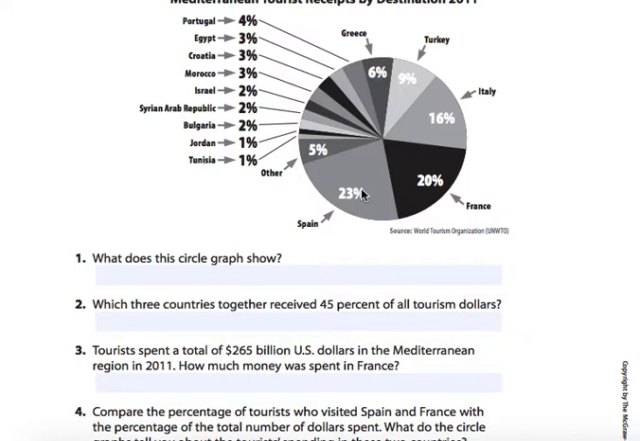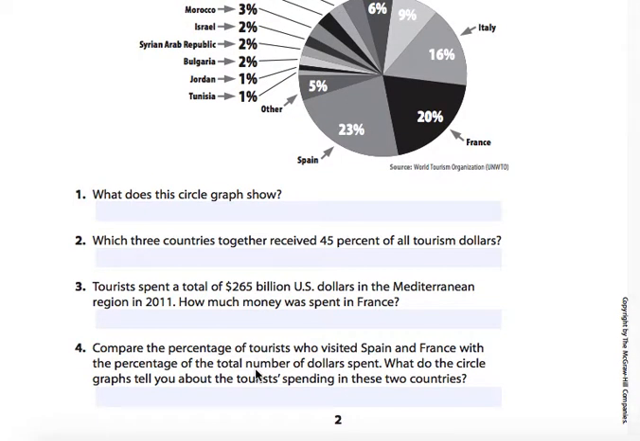Number 3, tourists spent a total of 265 billion with a B US dollars in the Mediterranean region in 2011. How much money was spent in France? You take 265 billion and you would multiply that by 20%, 0.2, and then it would give you a total of 53 billion. 20% of 265 billion is $53 billion that came into France's economy based on people visiting France.